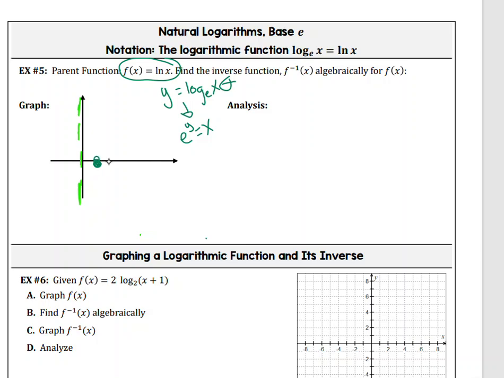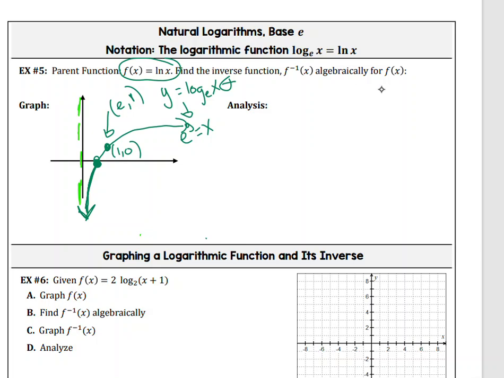I'd have a point at 1, 0. It would bring the graph down towards that vertical asymptote of x equals 0, and it would swoop up like this. Now we could get a little bit more definitive in the sense that this point right here would be e, which is about 2.7, and it would have a height of 1. So if we wanted to get that specific, we could, but it gives you that shape.